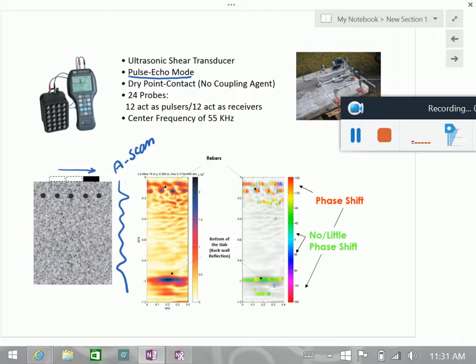Now, it's written also here. As I said, you have the wrong copy, so all the details are written here. So 24 probes, 12 act as pulsar, 12 are receiver, and this is 55 kilohertz. So now, if you are moving your sensor next to itself, then at every point you have one of these signals. If you put it all together, you get this picture here, which is a B scan.